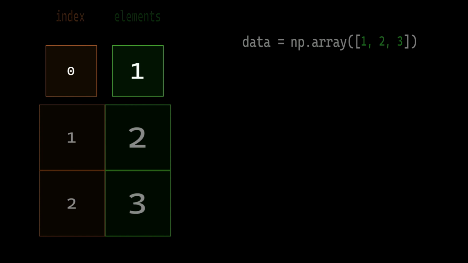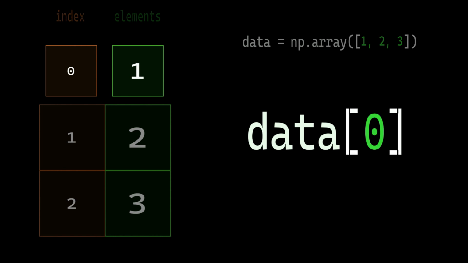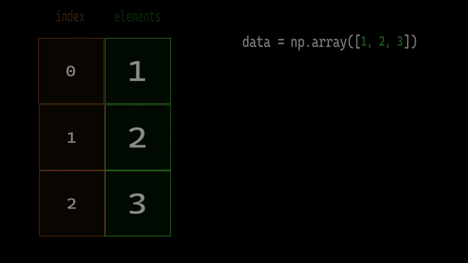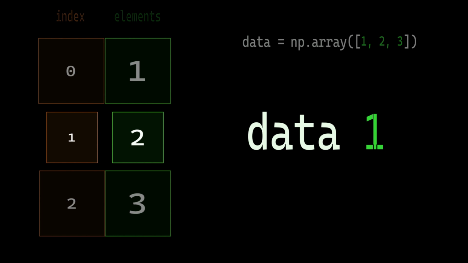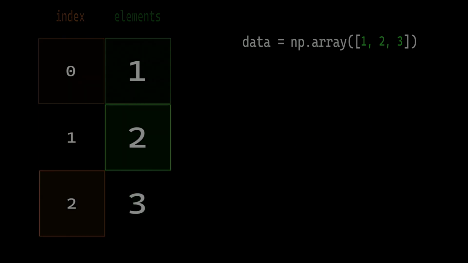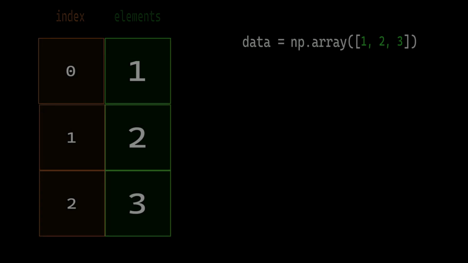Indexing starts from 0. We can extract the first element at index 0 like this: data[0] in square brackets. If we want to access the second element at index 1 of that array, we write data[1] in square brackets. Let's see a different scenario.